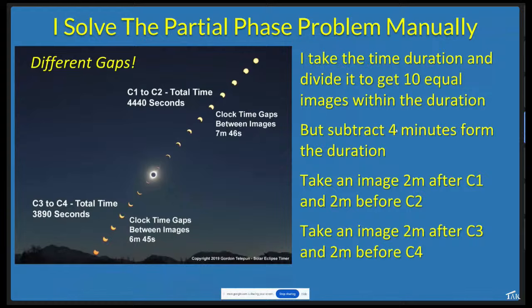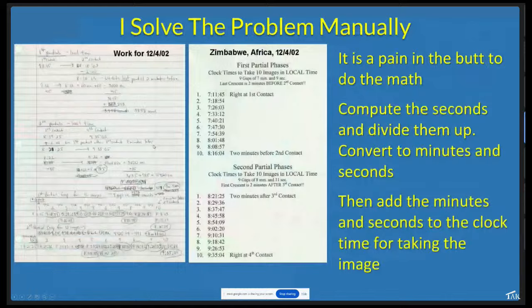So I can get ready for totality. And I calculate those clock times to take 10 images. Now in 2002, I did it all manually, and it's a total pain in the butt. You have to get the seconds of time between C1 and C2, divide it all out in seconds, and then make that second computation be minutes and seconds, and then add the minutes and seconds to the clock times. So you have clock times that you can take these images at to get a nice balanced sequence.